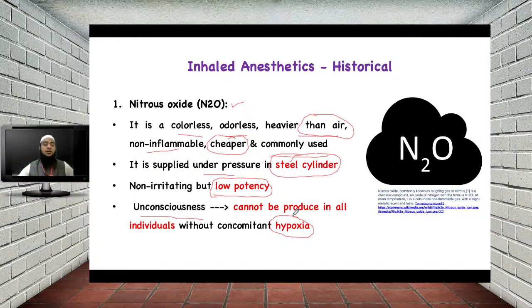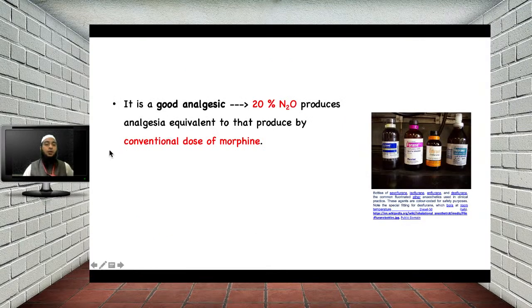Since in some patients it cannot produce anesthesia, to speed up or expedite the process of anesthesia you are using a mixture of gases along with nitrous oxide. Sometimes you are using carbon dioxide, sometimes only oxygen, depending upon the type of individual to whom you are inducing general anesthesia. So these are a few properties of nitrous oxide. In addition to that, the other properties include that it is a good analgesic drug.